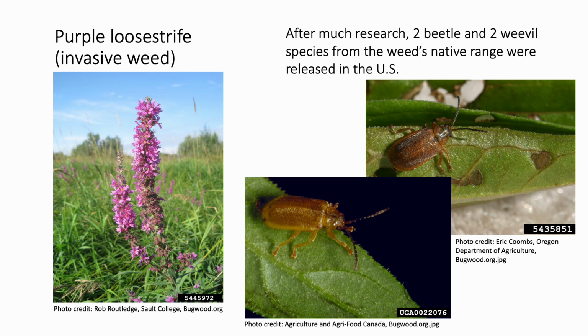Our first example is purple loosestrife, an invasive weed with pink-purple flowers. Following extensive research, 2 beetle species and 2 weevil species from the purple loosestrife's native range were selected and released in the United States. Purple loosestrife can still be seen in wet areas, but populations are relatively small. Is this classical, augmentative, or conservation biocontrol?